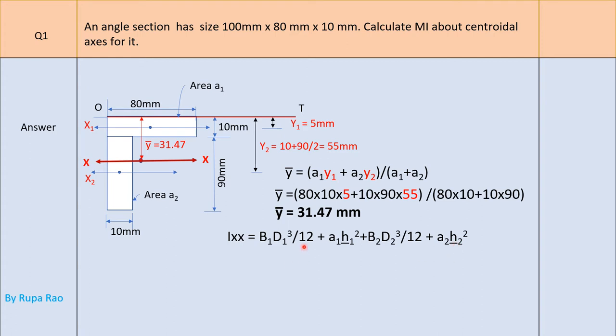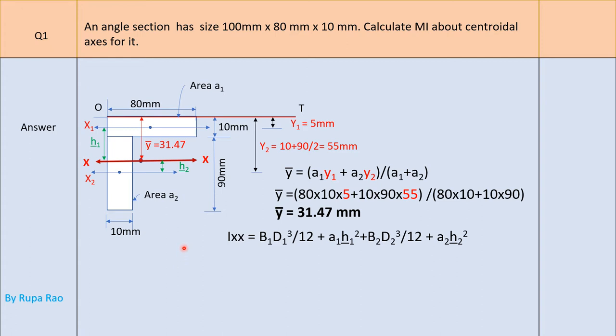And what are H1 and H2? H1 is the distance between the axis x1 and the axis xx. This is H1. H2 is the distance between the axis xx and axis x2. Now I am showing H1. H1 is the distance between the axis x1 and xx. Here I am showing H2. H2 is the distance between the axis xx and this axis x2. This is axis xx and this is axis x2.